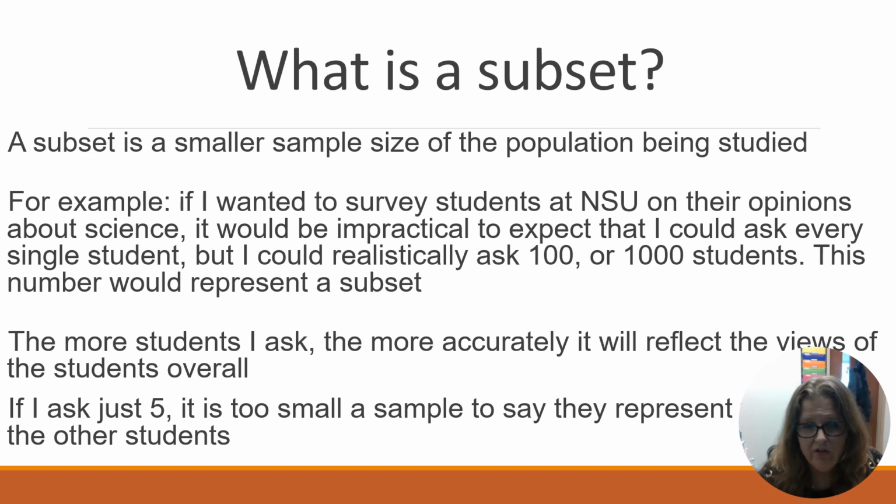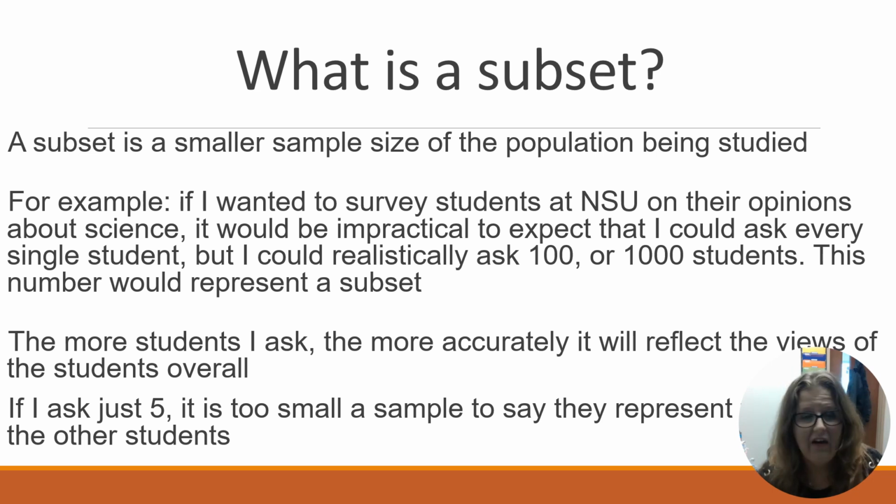So if I wanted to survey students at Norfolk State on their opinions about science, it would be very impractical to expect that I could ask every single student. I mean, I could, and that would ultimately be the best result, is to ask everybody and then put those results together and say based on all the students. But I could realistically ask 100 or 1,000 students. This number would be a subset. It's a smaller representation of that population. The more I ask, the more accurately it reflects.